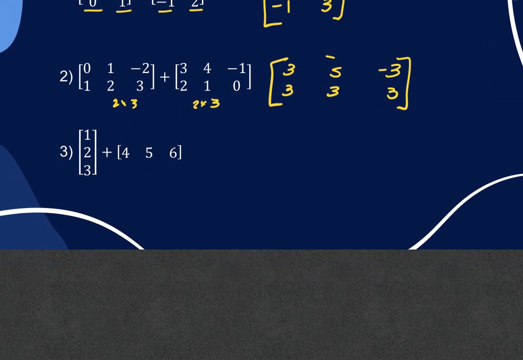So look at 3. Can I add these? No. This is a 3 by 1, and it's important to understand dimensions because we're going to use it when we do multiplication. And this is a 1 by 3. So this cannot be done. I think the instruction says to put the word impossible in. If it asks for why, you would say they have different dimensions.